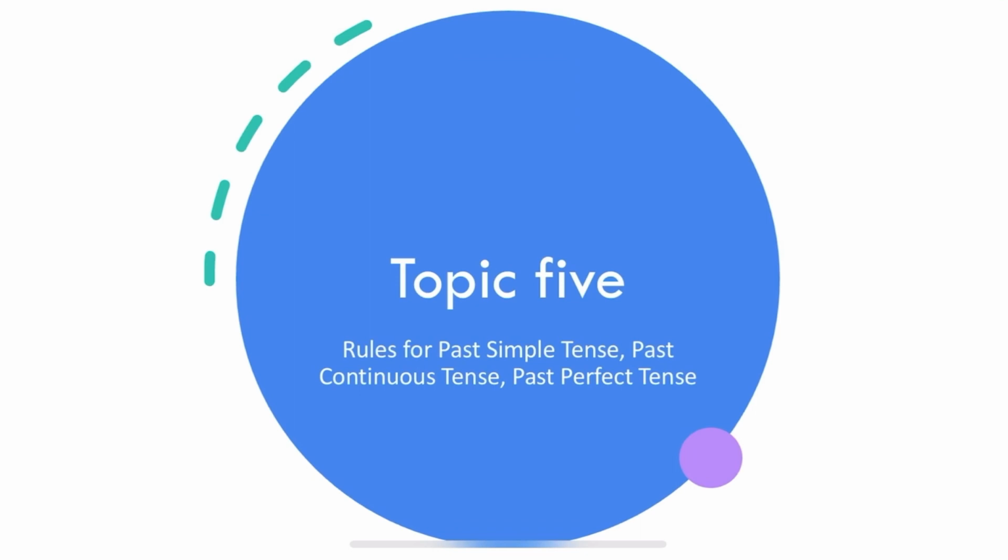So now we are moving to topic number 5, and in this topic we are going to talk about rules for past simple tense, past continuous tense, and past perfect tense. So let's move.